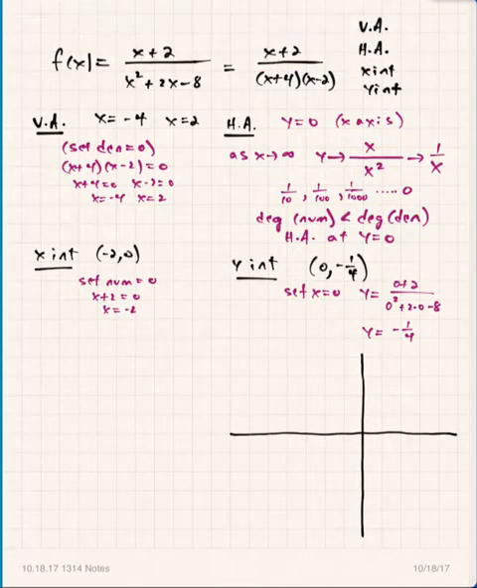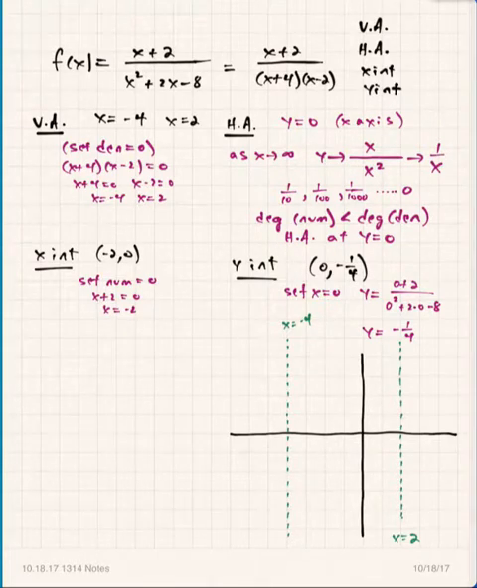So I've got a vertical asymptote at -4. So here's a vertical asymptote at x equals -4. We have another vertical asymptote at +2. So here's another one at +2. We have a horizontal asymptote on the x-axis. So I'm going to put a dashed line just a little bit above the x-axis only because I want to see it. But we have a horizontal asymptote at y equals 0 right there.